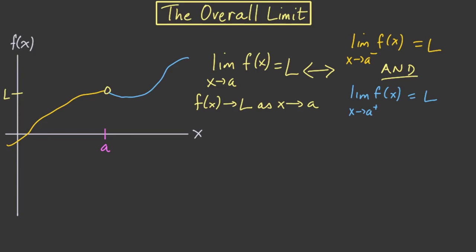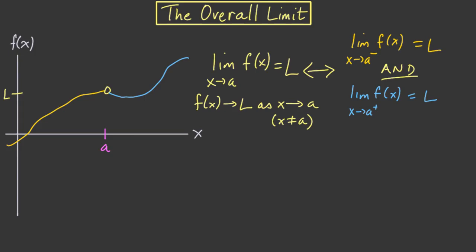But remember, limits only care about values of x that are close to a but not equal to a. So for the sake of the overall limit, it's not going to matter whether we have a dot for f of a. We could fill in this circle, or we could put a dot down here, or we could just not have a dot if f of a doesn't exist. Whatever. It won't affect the limit.